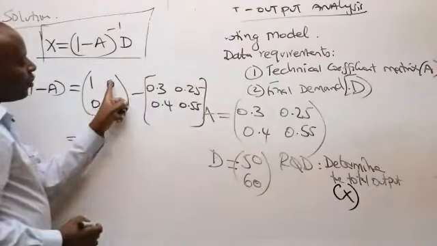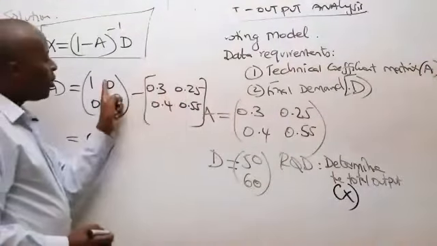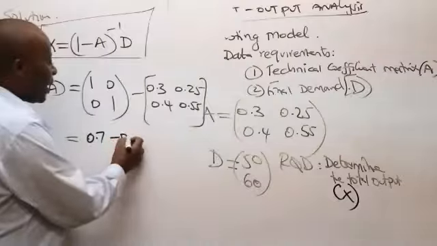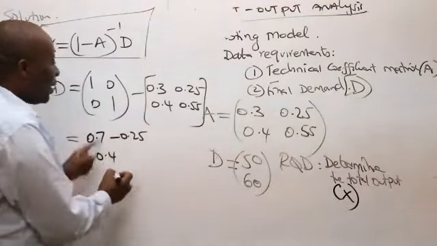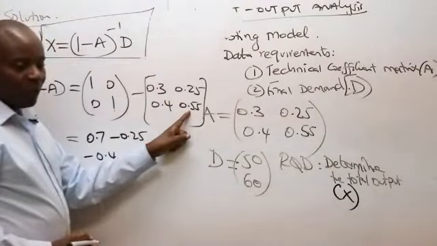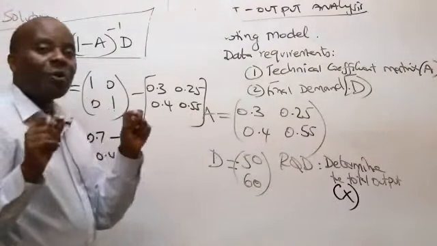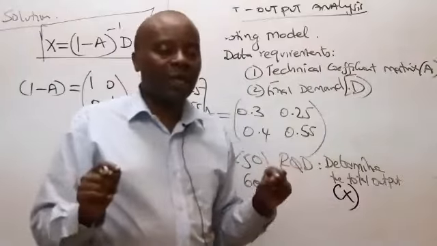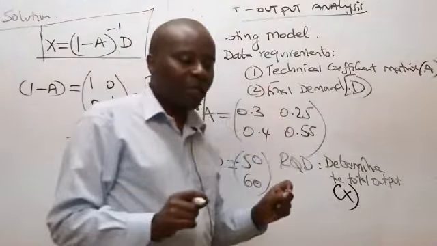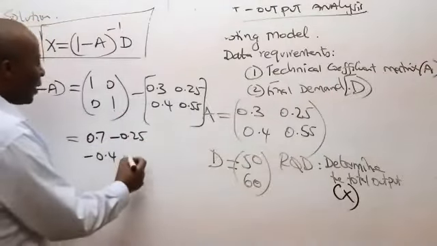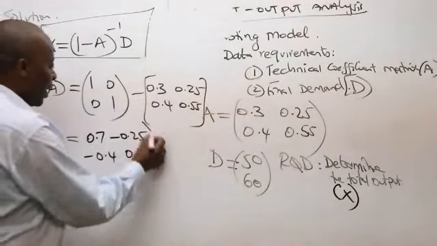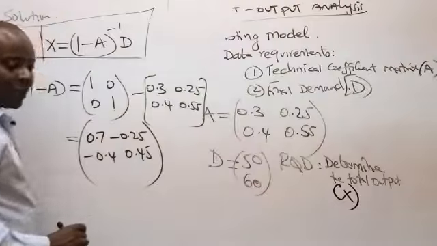And then now we have 0 minus 0.25, that gives us minus 0.25. Then 0 minus 0.4 gives us minus 0.4. If you're following, we are subtracting corresponding elements. So 1 minus 0.55 gives us 0.45 like that.